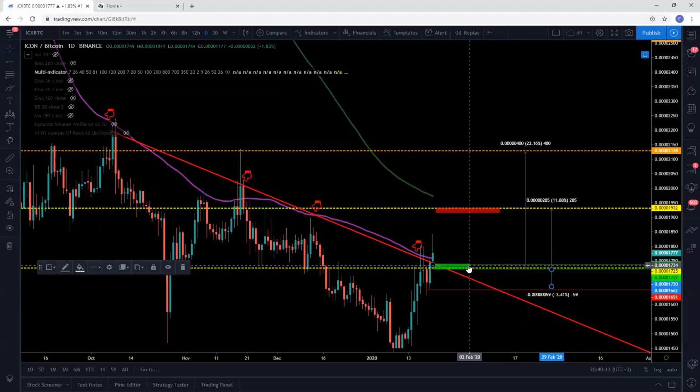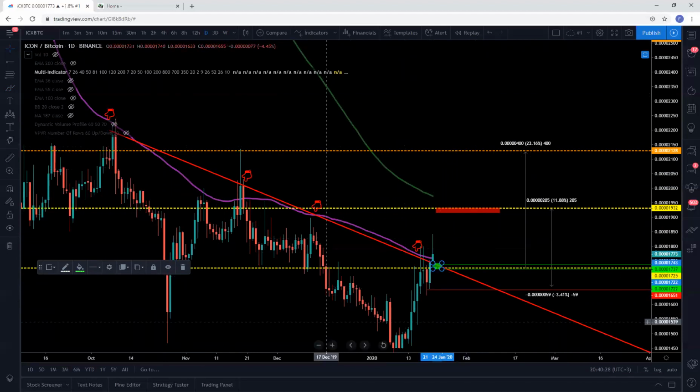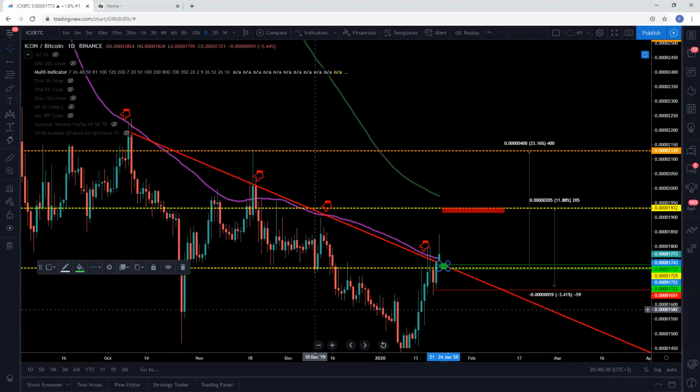I will enter this zone, which is the retest of this downtrend plus maybe MA100 plus this weekly level. So I have very good confluence here, very good confluence for entry. I have acceptable or good R2R. So this could be a good trade.